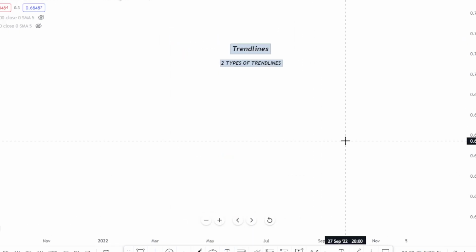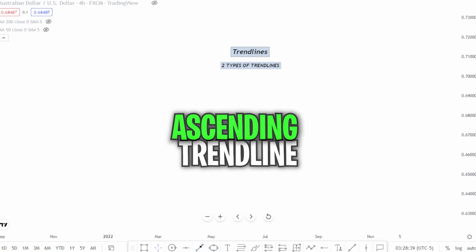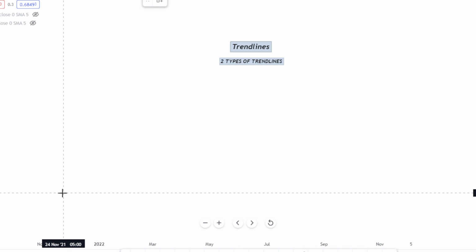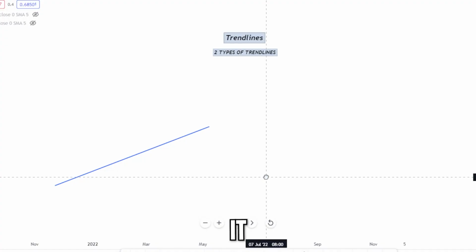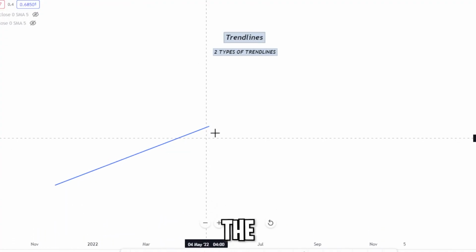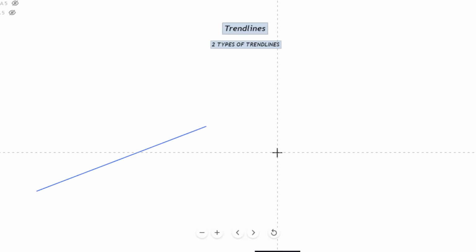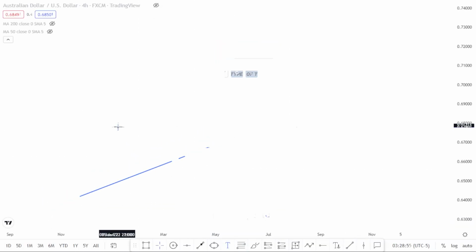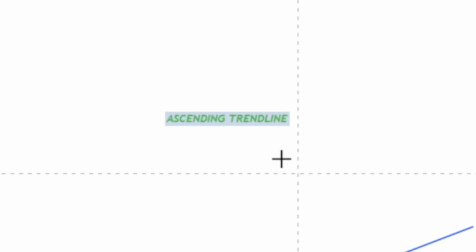Here's the thing. In an uptrend, we have what we call an ascending trend line. And let me show you a demonstration. The ascending trend line looks something like this. It is trending to the upside. It is pushing to the upside. It is facing to the upside. We're going to label this ascending trend line. And here's our beautiful header right there.